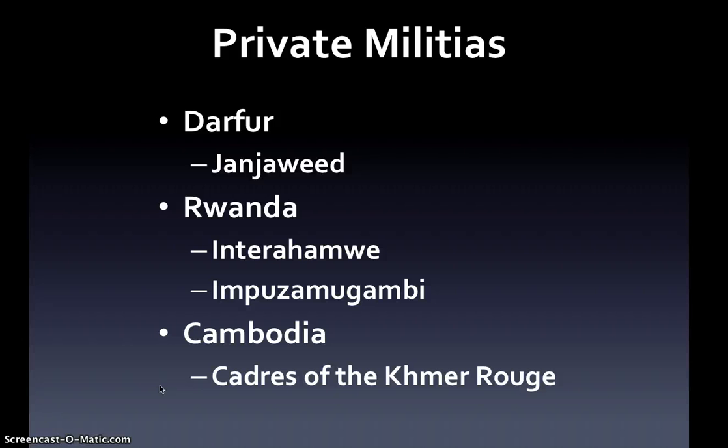Private militias are used by governments alone or as a supplemental fighting force to a regular army. In Darfur, the Janjaweed are the main counterinsurgency force used by the Sudanese government. They're comprised of Arab Sudanese in Darfur, targeting non-Arab insurgent groups. During the Rwandan genocide, the Hutu government formed militias called Interahamwe and Impuzamugambi to set out and eliminate the Tutsi minority.